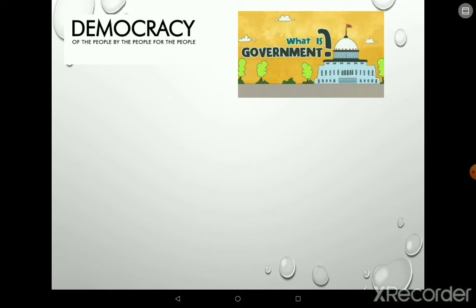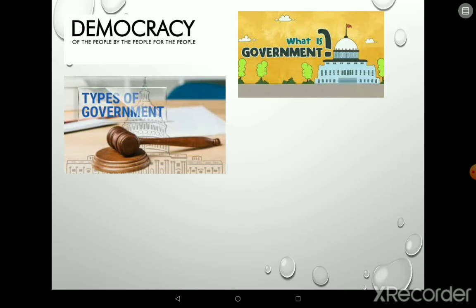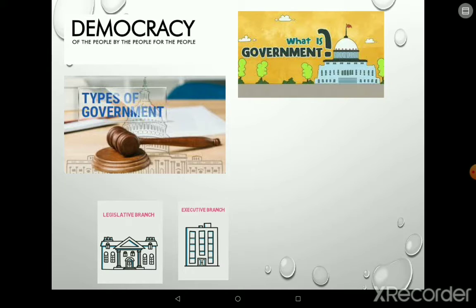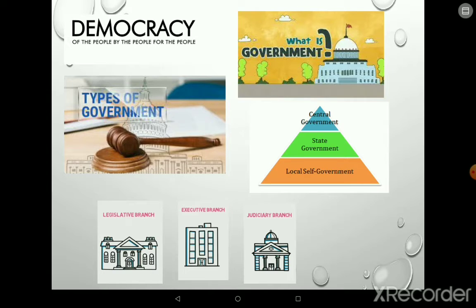After that, we have learned about the constitution of India. After that, we have learned about the different types of government in the world, the three types of government in the world. After that, the main branches of the government or the Indian government works through these three branches: the legislative branch, the executive branch, and the judiciary branch. These are the three main branches through which the government works. After that, we have learned about the levels of the government, the three levels of the government.